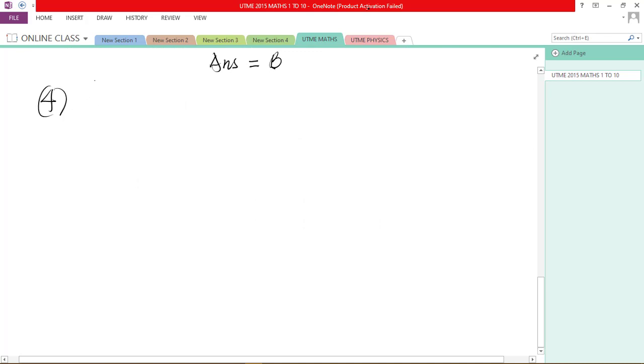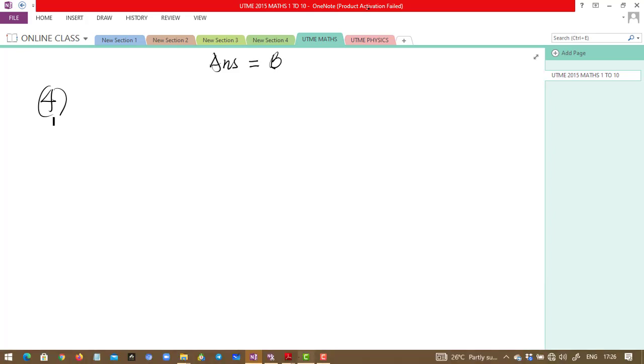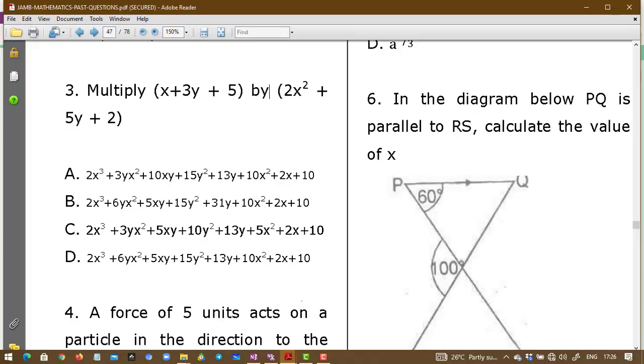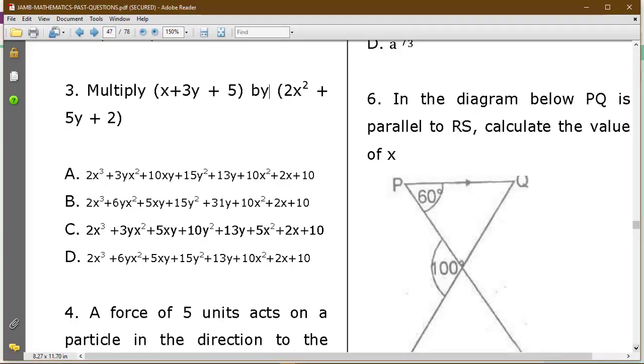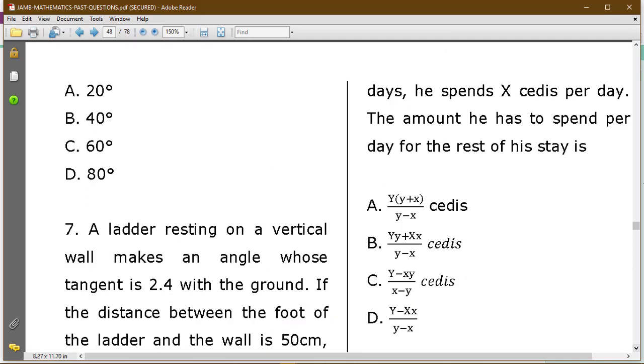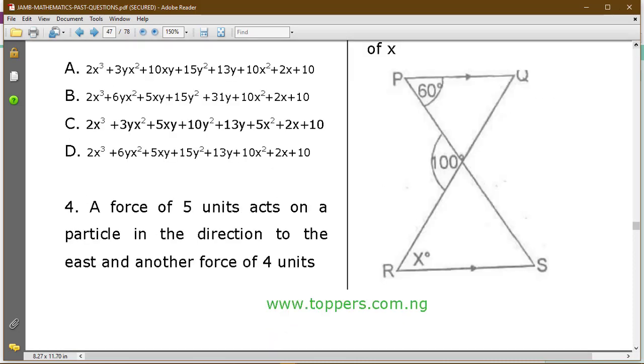Number 4 now. What is number 4? Our number 4 is what? A force of 5 Newton. You can see that? That's an application in physics. A force of 5 Newton acts on a particle in the direction to the east.